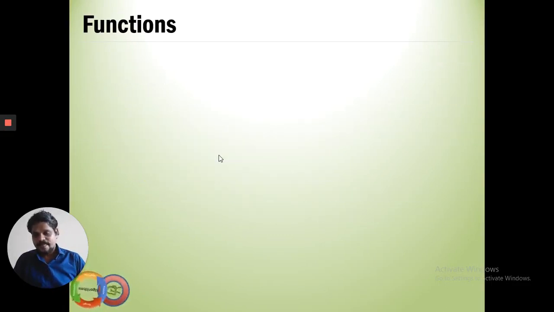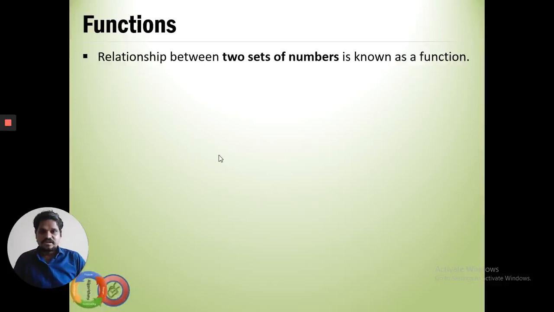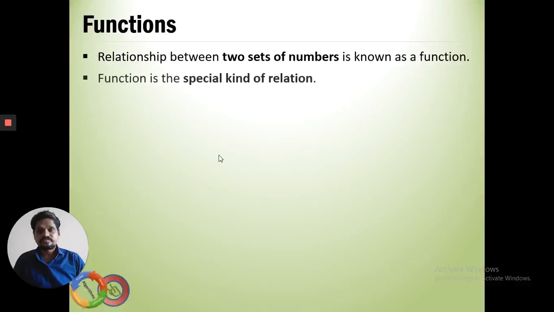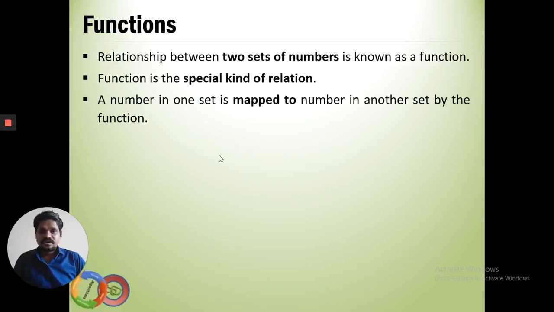Now the functions. A function is a special example of a relation. Now how do we check that? The relationship between two sets of numbers is known as a function. It is very important here to say it is a set of numbers. A function is a special kind of relation. A number in one set is mapped to a number in another set by a function.